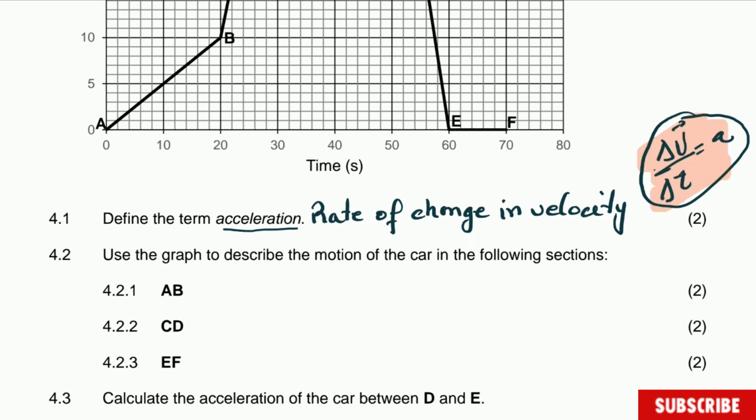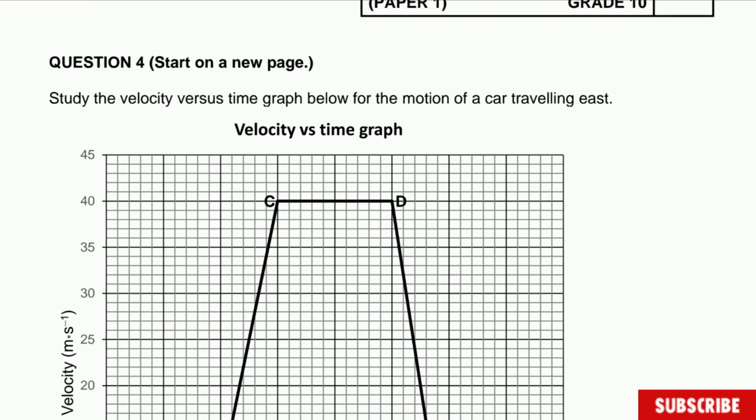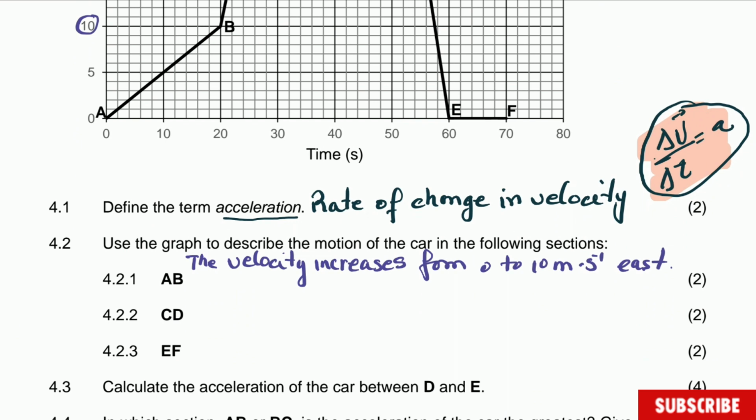Question 4.2, use the graph to describe the motion of the car in the following sections. AB: the first thing you can see is that velocity increased from 0 to 10. So we're going to say the velocity increases from 0 to 10 meters per second. It is positive, and they are telling you that the object is traveling east. So it is moving east.